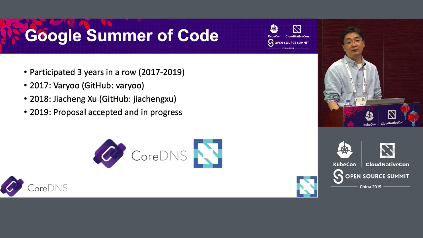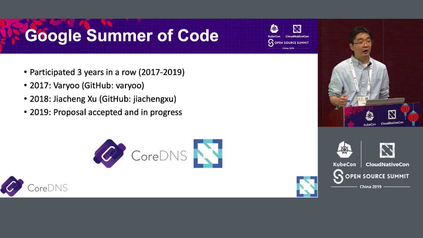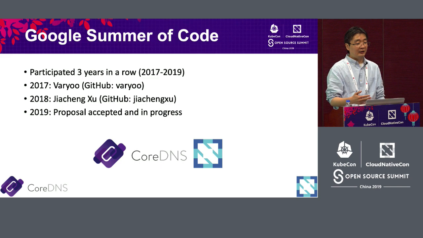Since 2017, CoreDNS has participated in the Google Summer of Code program. That's a program sponsored by Google. Essentially, for any student who hasn't graduated, if you're still registered in school, you can participate in Google Summer of Code. You'll complete a project in several months, and Google will pay you money during that period. So that's a nice return for both you and the community.